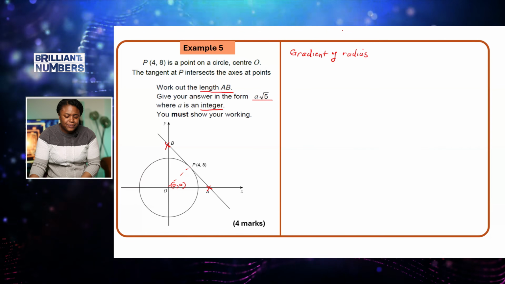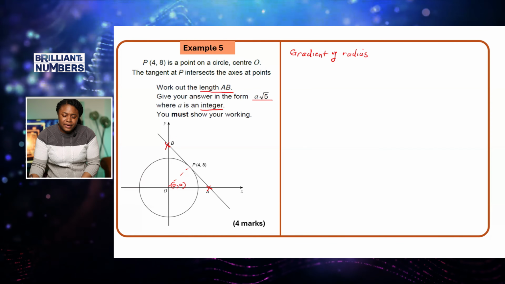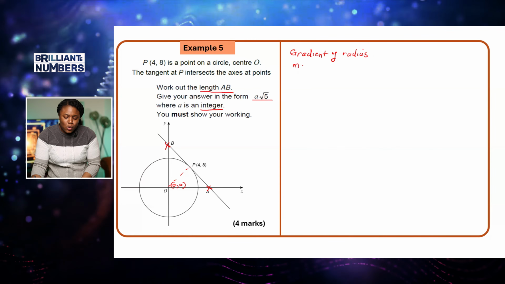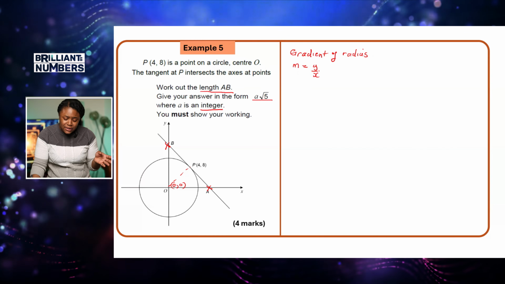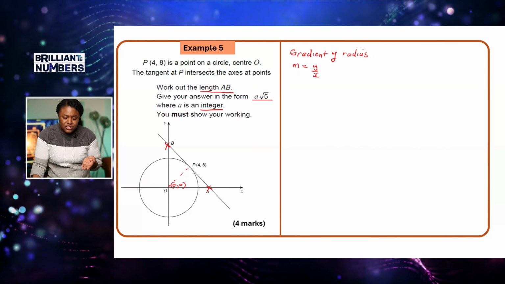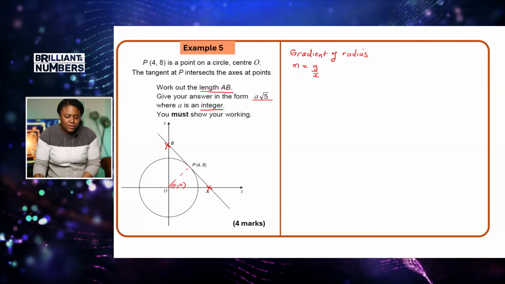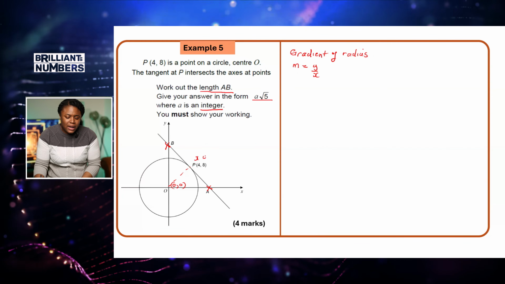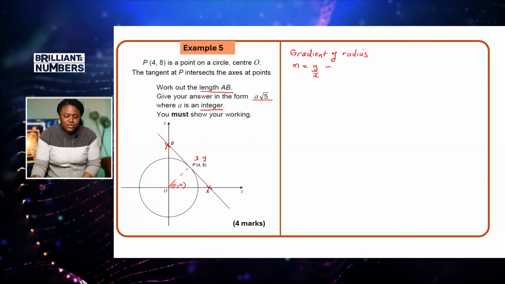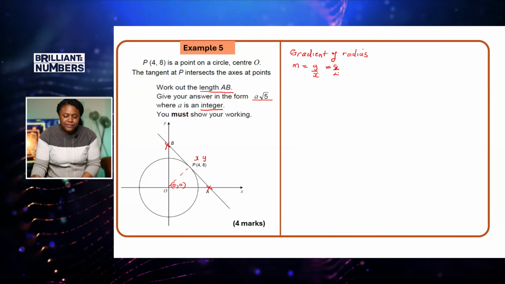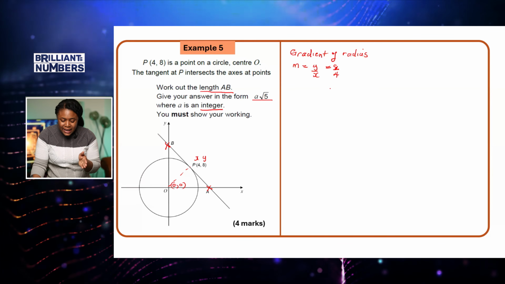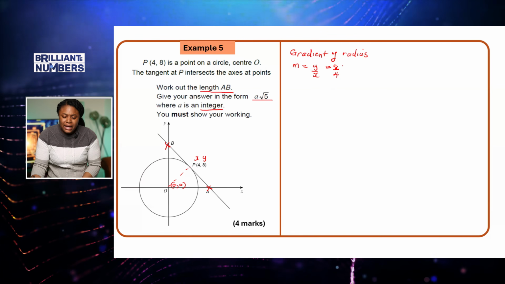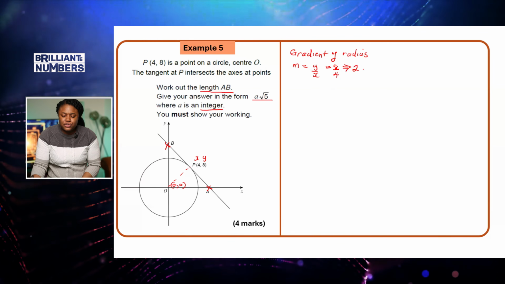Make sure you're clear. So we know that the gradient, I'm just going to call that m, will be y over x. Remember, center is 0. I can just do y over x. So x is 4 and y is 8. So therefore, I'm just going to do 8 divided by 4. I check and make sure I substituted them correctly. y is 8, x is 4, and that gives me positive 2.